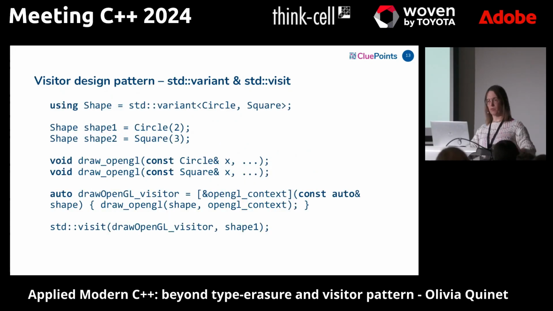So, example with the shape. So std::variant of a circle and square. We define two shapes, one a circle, second one a square. And for example, we can visit them with a draw OpenGL visitor.